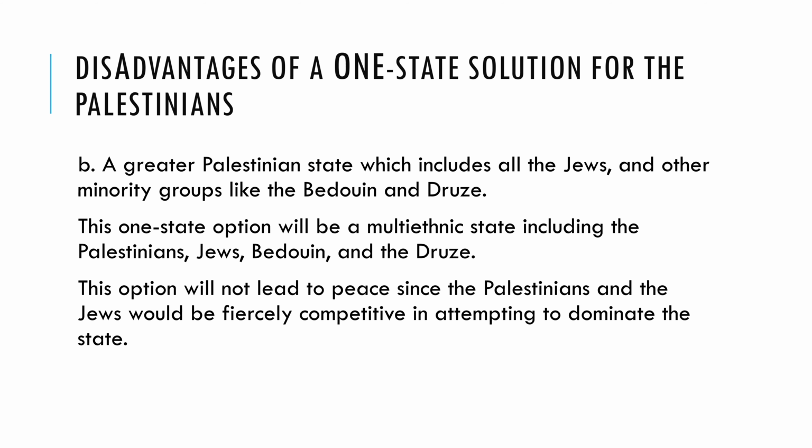B, which is the other plan to create a one Palestinian state. The B plan will be a greater Palestinian state which includes all the Jews and other minority groups like the Bedouin and the Druze. This one-state option will be a multi-ethnic state including the Palestinians, Jews, Bedouin, and the Druze.